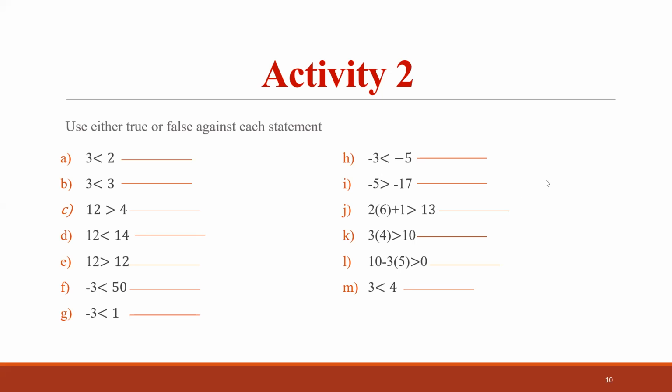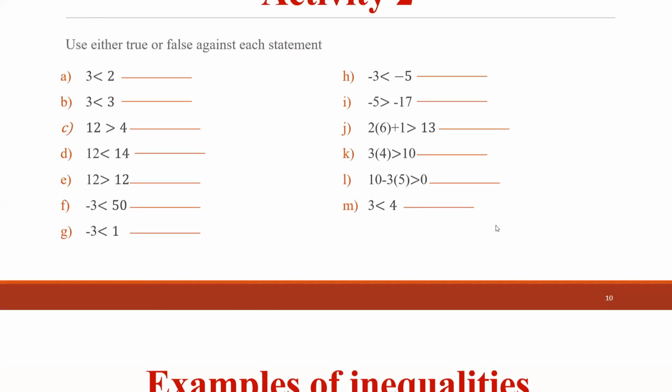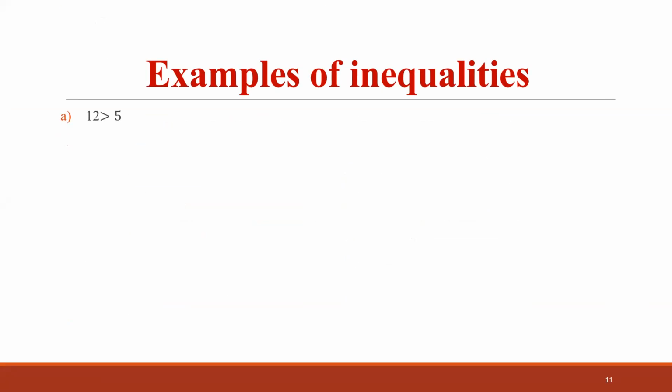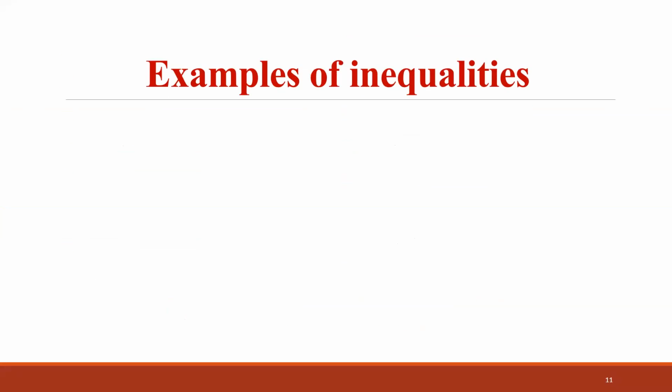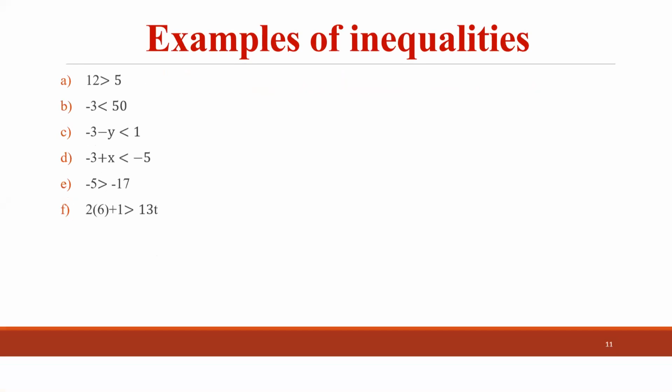Let us continue. These are the examples of inequalities with these signs: greater than, less than, greater than or equal, less than or equal. Even these previous activities, all these are inequalities. Some examples are 12 greater than 5, negative than 30. They are inequalities with these signs. I just compared; it's an unequal comparison.